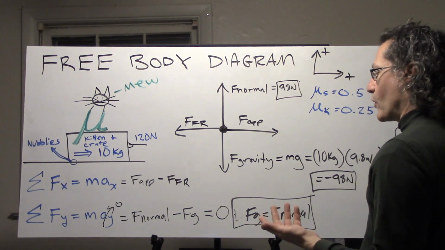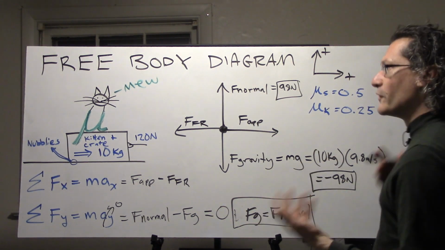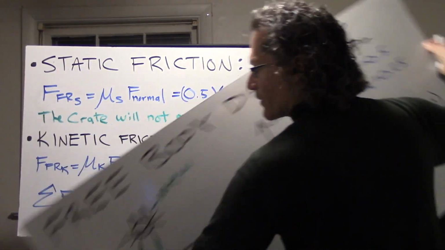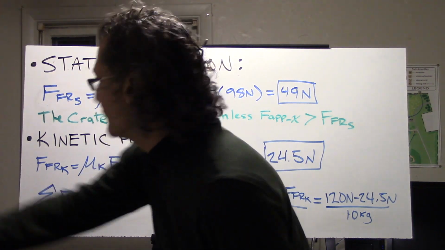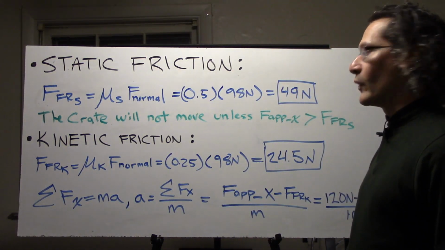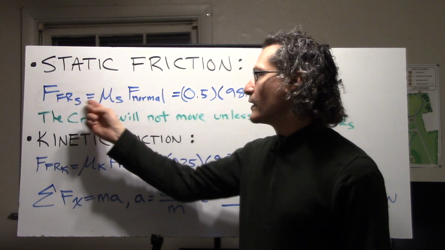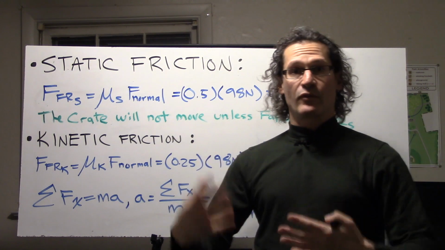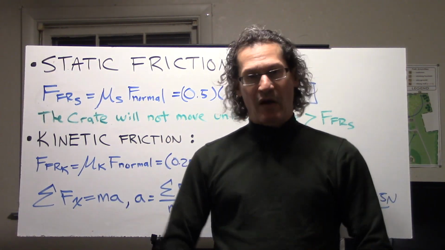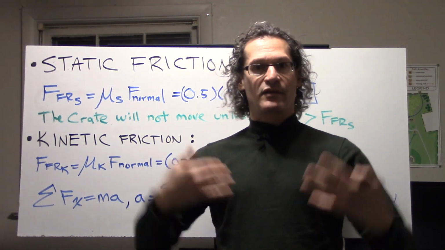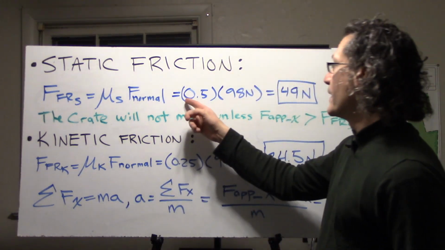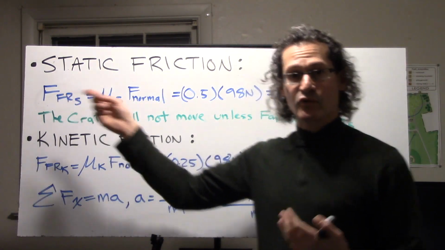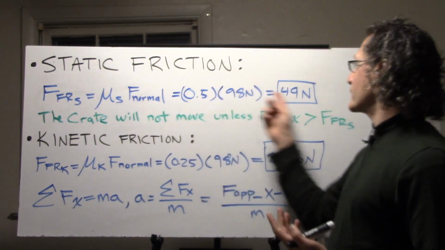Okay, so now we kind of got everything we need to move on to the next situation, and that's using these equations for static and kinetic. So one of the questions was, what is the force of static friction? Well, here we go. Force of static friction is mu static times force normal. We just found the force normal. It's equal, in this case, the force of gravity, because it's responding to the weight of the kitten and crate system and pushing up on it. So we have 0.5 times 98 newtons. And so the amount of friction that will try and resist the pull is 49 newtons.